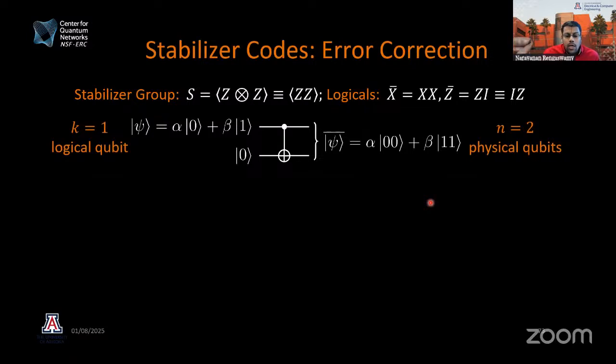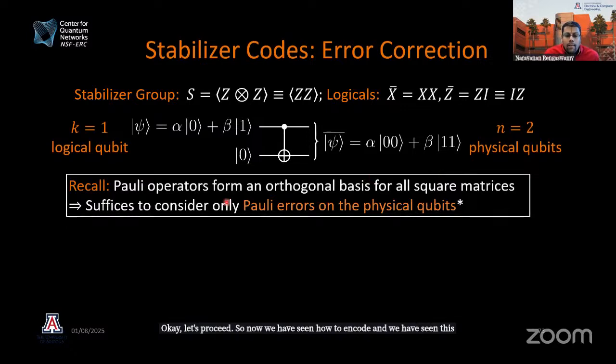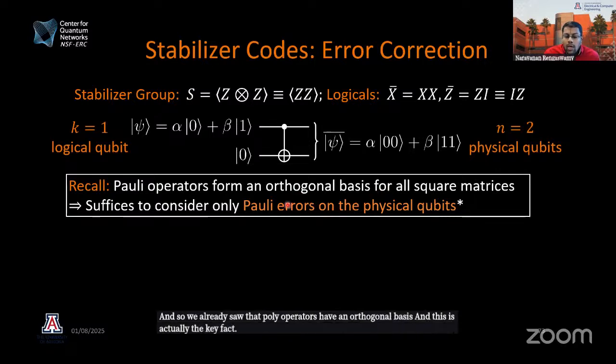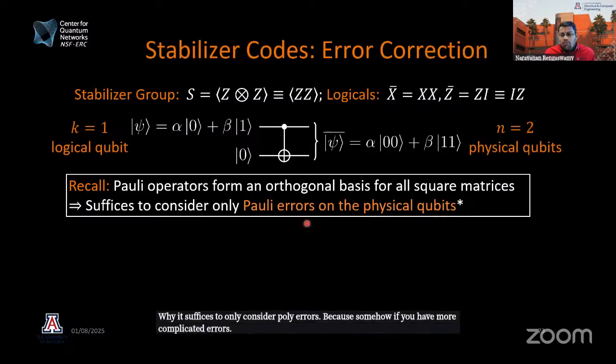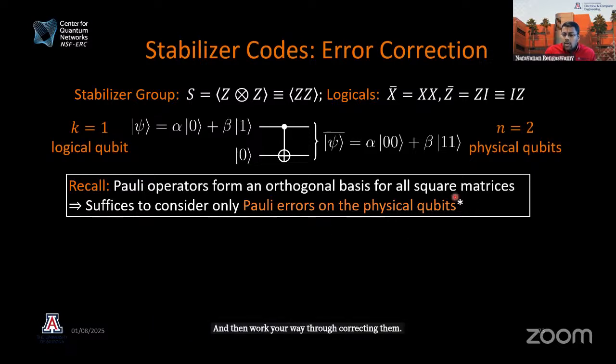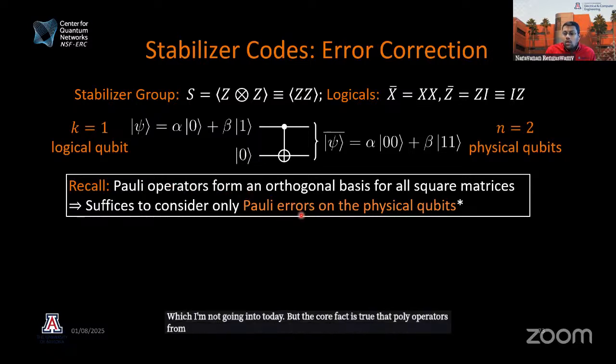Okay, let's proceed. Now we have seen how to encode, and we have seen this [[2,1]] code. We already saw that Pauli operators form an orthogonal basis. This is actually the key fact why it suffices to only consider Pauli errors, because if you have more complicated errors, you can write them as a combination of Pauli errors and then work your way through correcting them. There are some caveats and important technicalities, which I'm not going into today. But the core fact is true that Pauli operators form bases, and so you can think of other errors as combinations of Pauli errors.